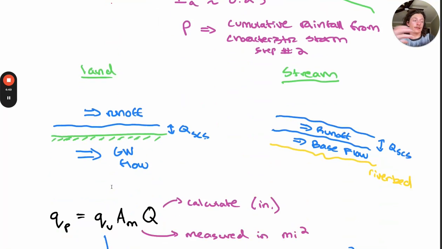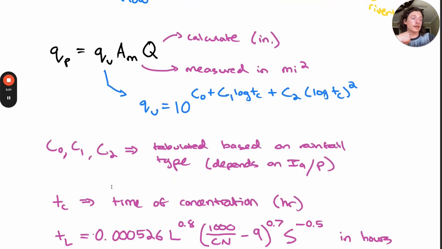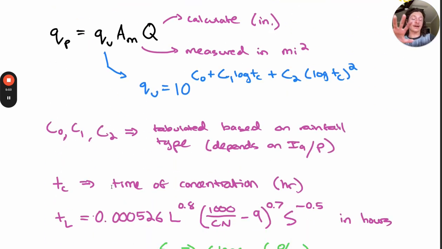So I've drawn a little diagram for you. On land, this will be our runoff when we have a groundwater flow. That will be our Q. But through the stream, we have our base flow and our runoff above the river bed. So we need a few more equations. And these are kind of scary looking equations, but a lot of these variables we already know. So we need to calculate Qp, our peak discharge. Qp is equal to qu times Am times Q, where Q we've already calculated in inches.